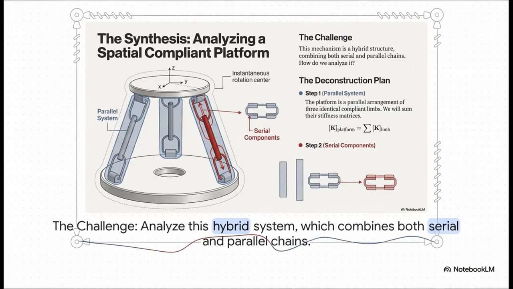And this is our target, this spatial compliant platform. It is just a brilliant piece of design, mainly because it's a hybrid system. Check it out. Each of its 3 legs is a serial chain of flexures, one after the other. But the 3 legs themselves, they're arranged in parallel to hold up that top platform. So the question is, how on earth do we analyze this?